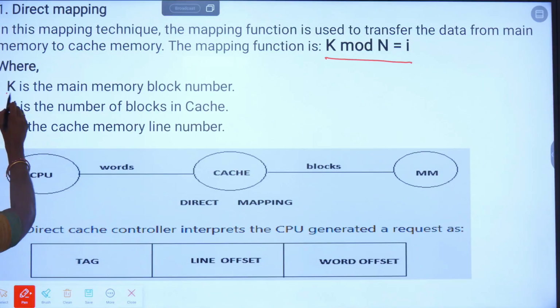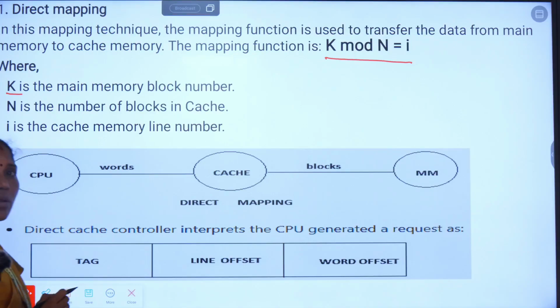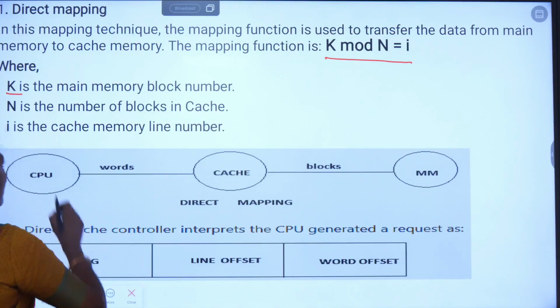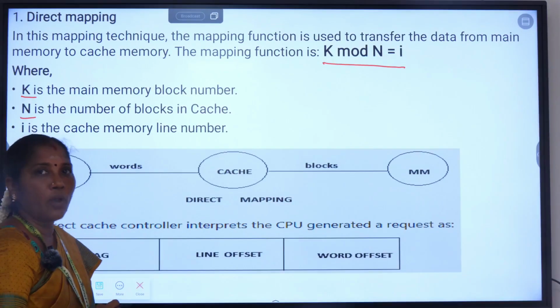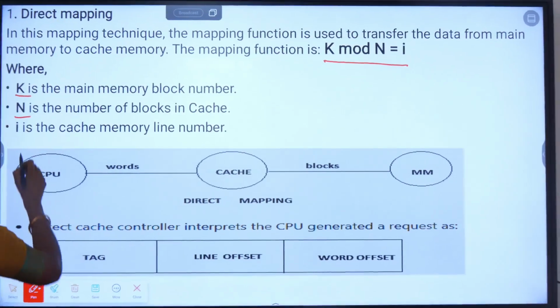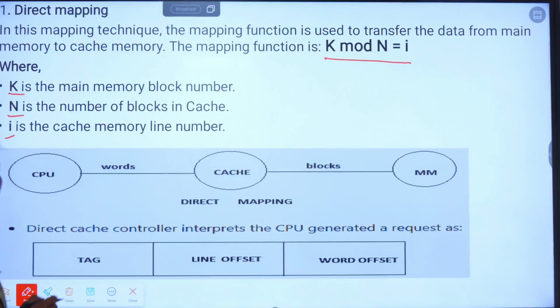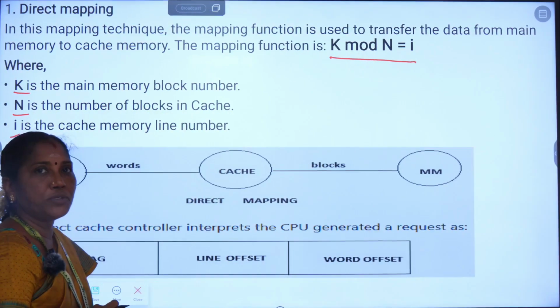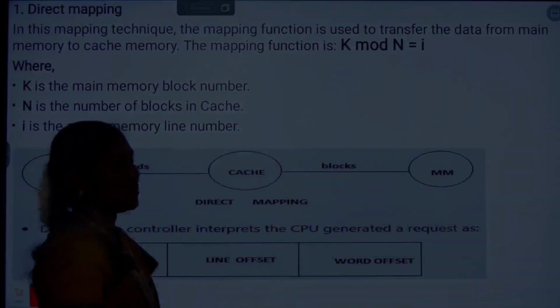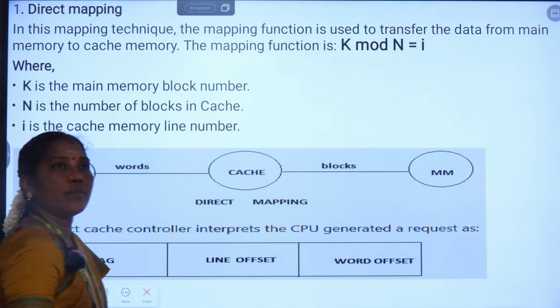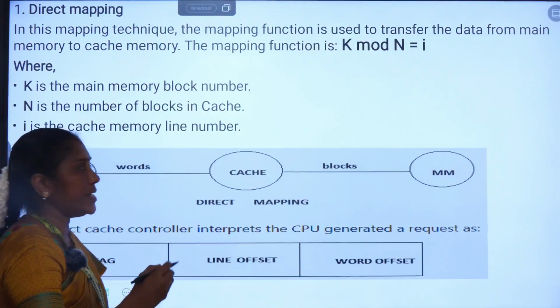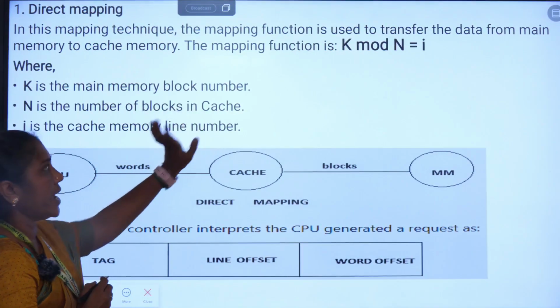Here, K is the block number in the main memory, whereas N is the total number of blocks in cache, and I is the cache memory line number where we are going to copy the content. So by using K mod N equal to I, we are going to copy the particular content from the main memory to the cache memory.